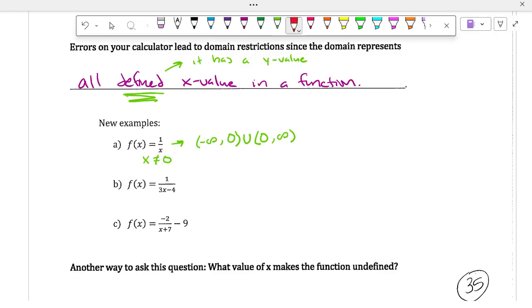Now, you may be wondering, well, why can't we just say from negative infinity to positive infinity? It's because it doesn't exist at 0. We're saying here that x can absolutely, in 1,000 years, cannot equal 0.